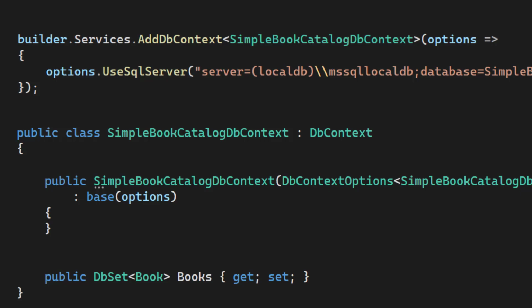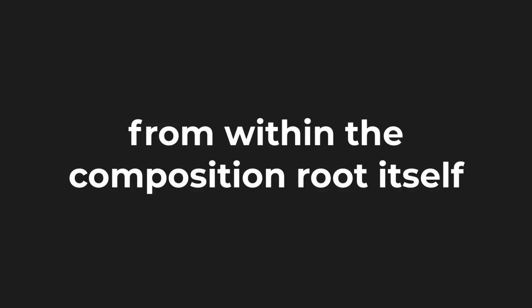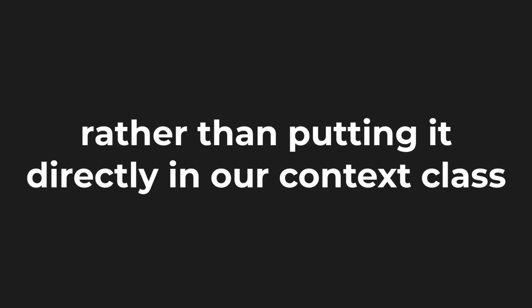Well, the AddDbContext extension method internally invokes the lambda function passed to it whenever an instance of DbContextOptions is needed. So this will create a DbContextOptionsBuilder object, and finally the Options property is invoked on it, which will then return an instance of DbContextOptions that is then passed to our context class constructor. So this way, the AddDbContext extension method lets us configure both the database provider and connection string from within the composition root itself rather than putting it directly in our context class.